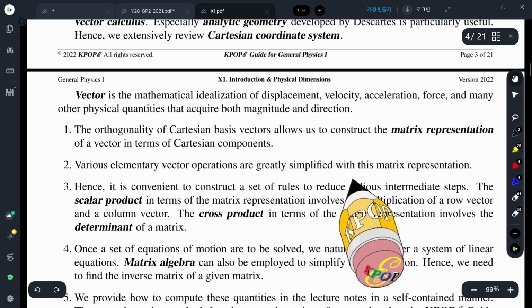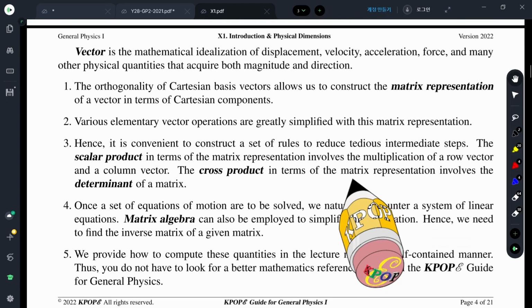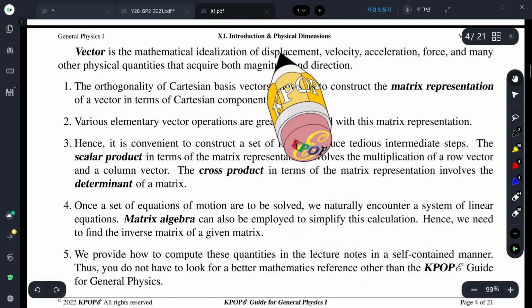Actually, almost all mathematical objects you have learned have their own physical realization, because almost all originate from physics problems. For example, a vector. The prototype of a vector is a displacement. And its first order time derivative is velocity, and second order time derivative is acceleration, and acceleration multiplied by mass is a force. They are all vectors.